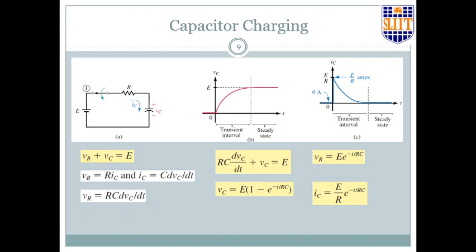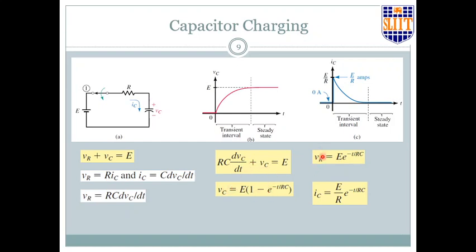Now when we substitute VR in this equation, you get RC dVc over dt plus Vc is equal to E. Now we have a differential equation. The solution for that is Vc is equal to E into 1 minus e to the power minus t over RC. At this point you don't have to worry much about how you came from here to here, but we have a first order differential equation. From that you can get this equation.